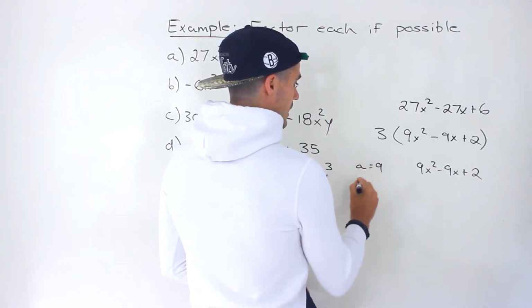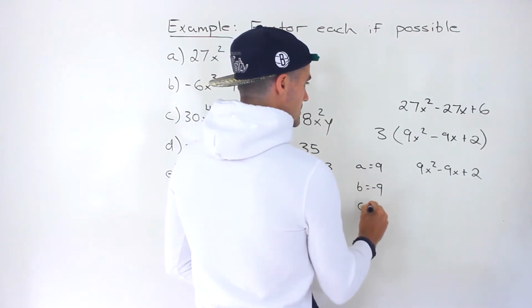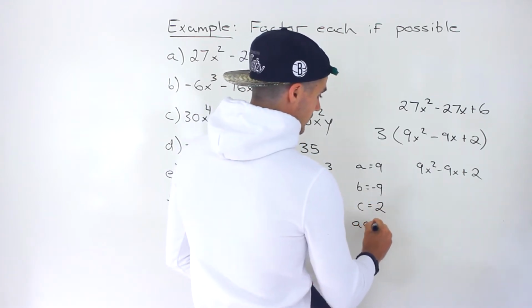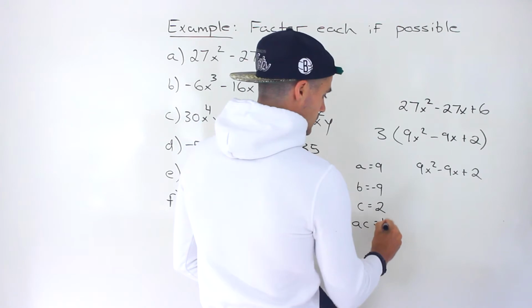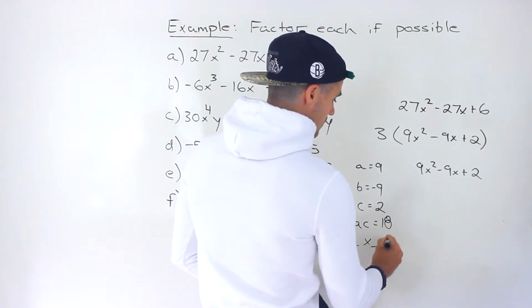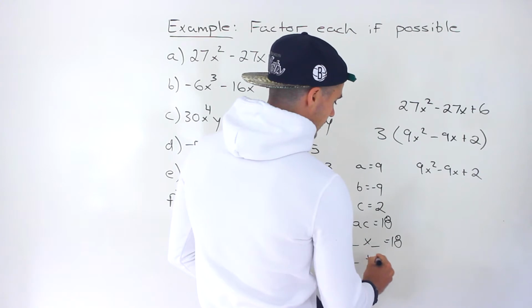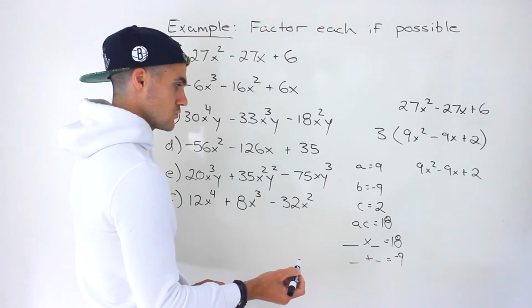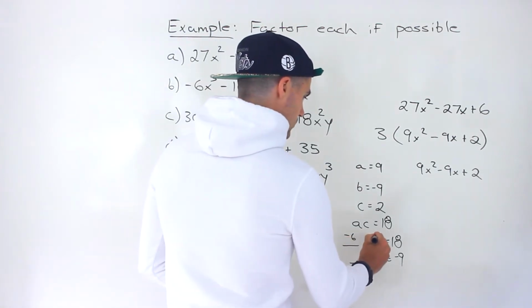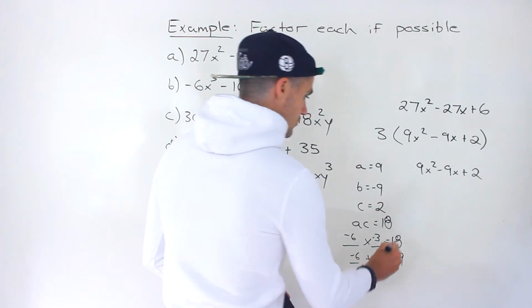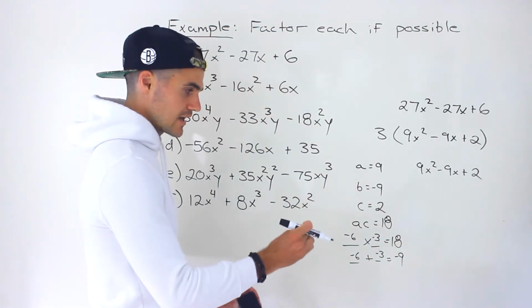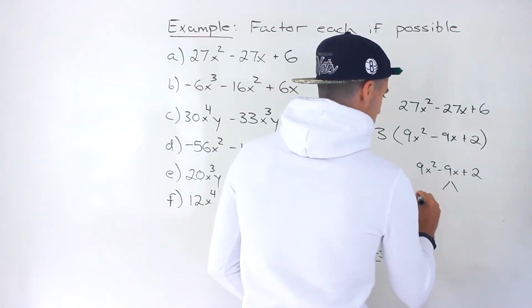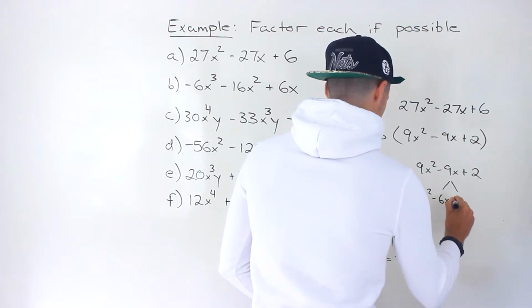So the A value is 9, the B value is -9, and the C value is 2. And then the AC value is going to be 2 times 9, which would give us 18. So then we have to find two numbers that multiply to 18 and add up to -9. And the two numbers would be what? -6 and -3? -6 times -3 gives us positive 18, and -6 plus -3, which is like -6 minus 3, gives us -9.